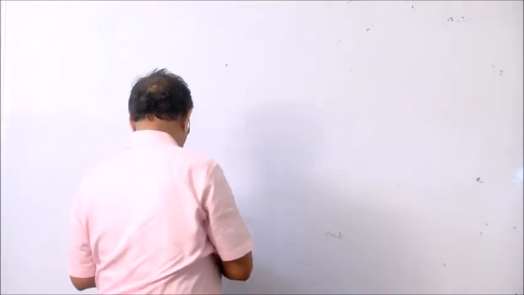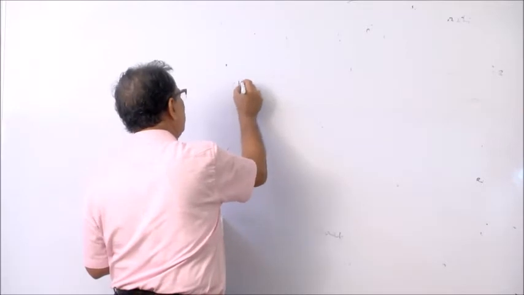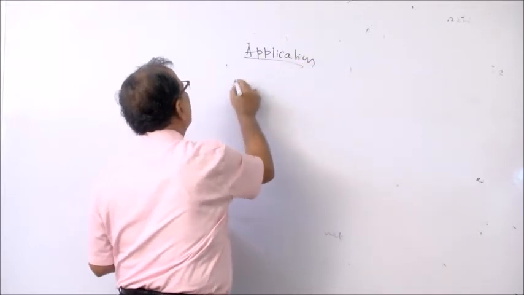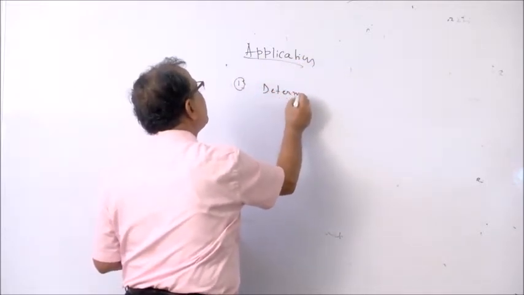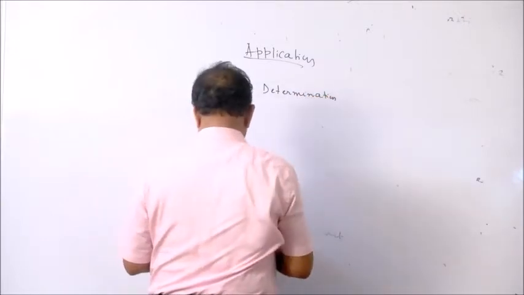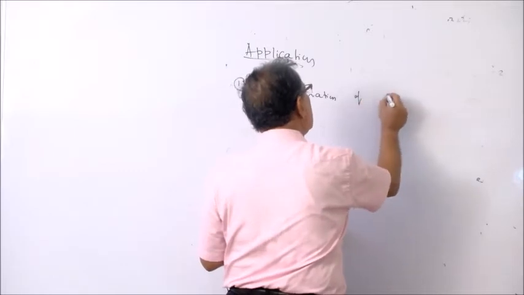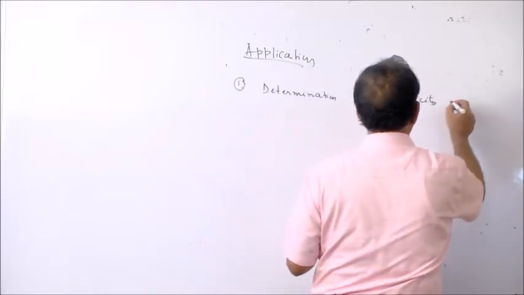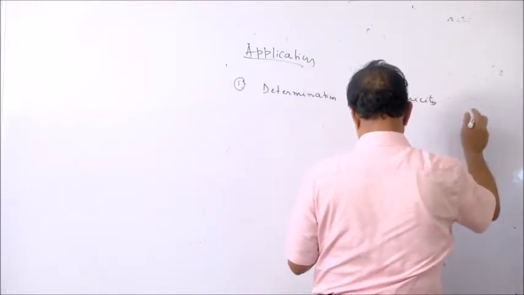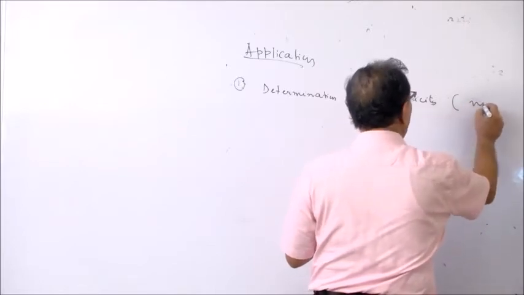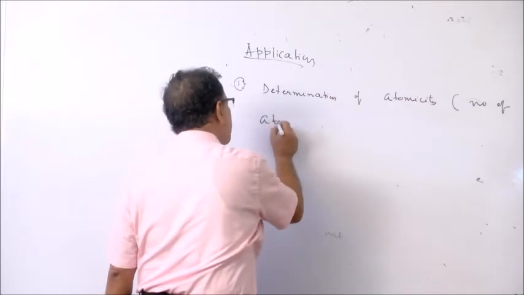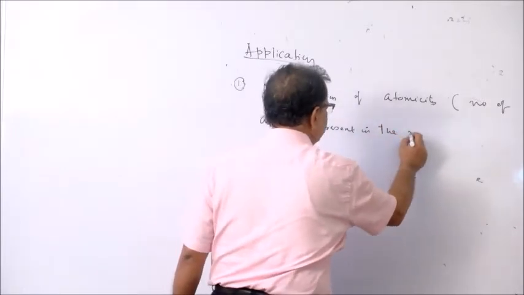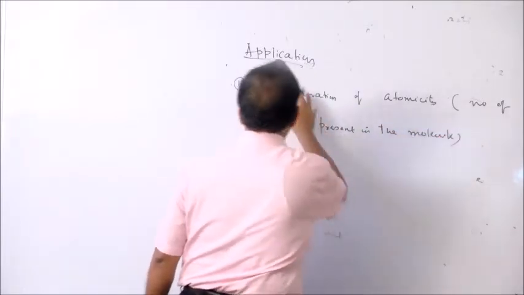Application number 1: determination of atomicity, that is the number of atoms present in the molecule. We can find how many atoms a molecule has, which is called atomicity, using Avogadro's law.